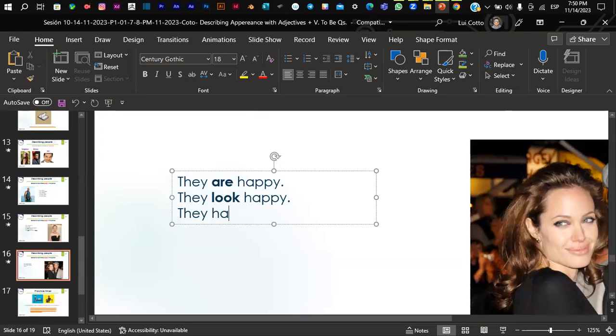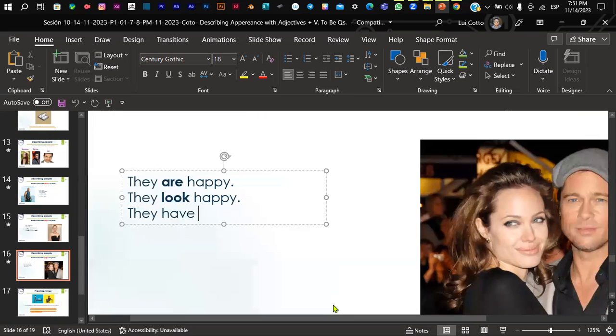They have. Yes, in this one is have. Aquí sí es have. They have. Una bonita sonrisa. ¿Cómo digo en English? How do I say that in English? Smile. Beautiful. A beautiful smile. Yes. Okay. Check. You can use different verbs.